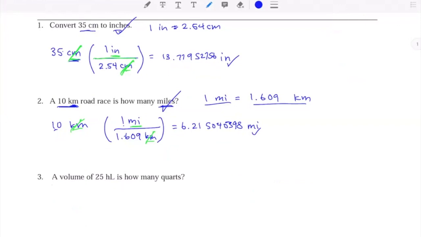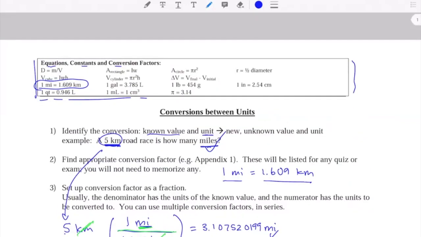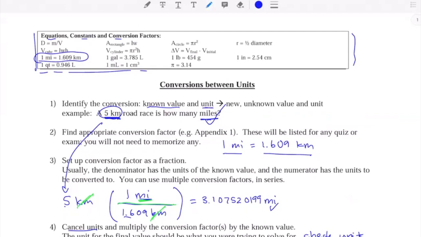So number 3, a volume of 25 HL is how many quarts? So we have the number that you are given is 25 HL, and the units are HL. The units you're trying to get to are quarts or QT. Okay, so we are trying to convert from HL to QT. So we go back up here to the conversion factors and look for one with HL and QT.